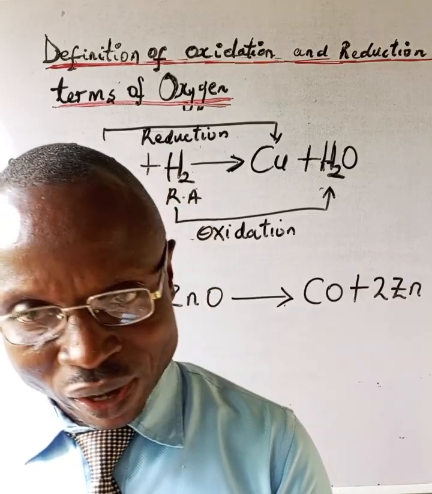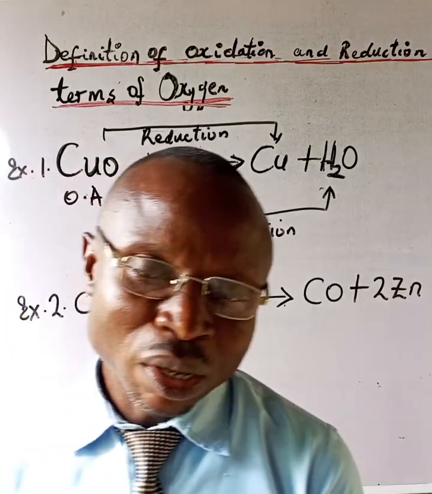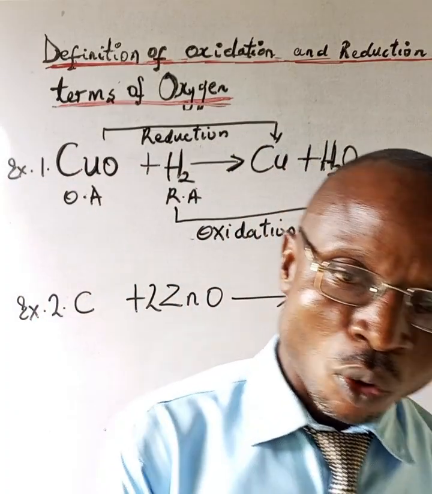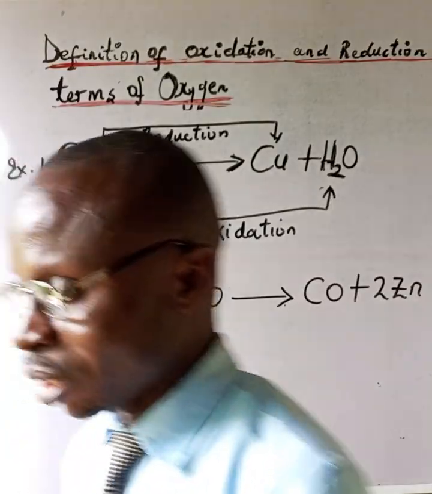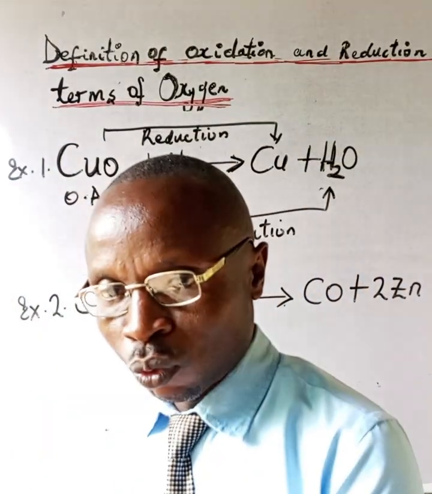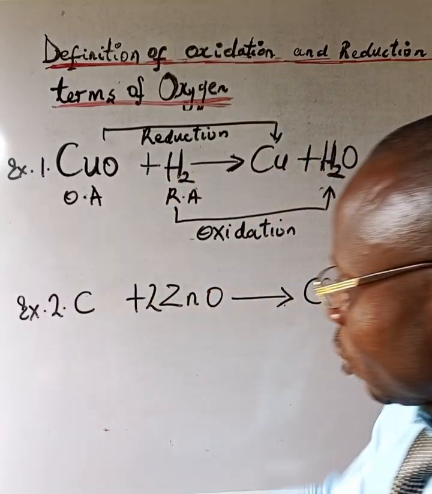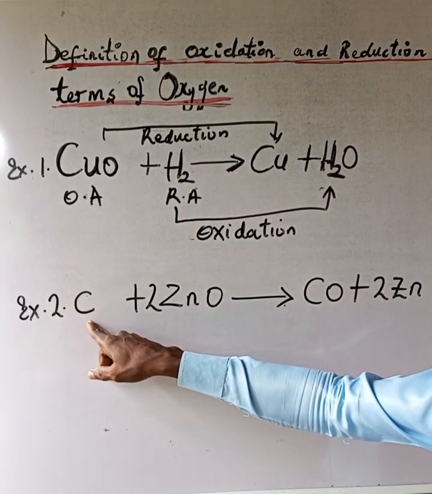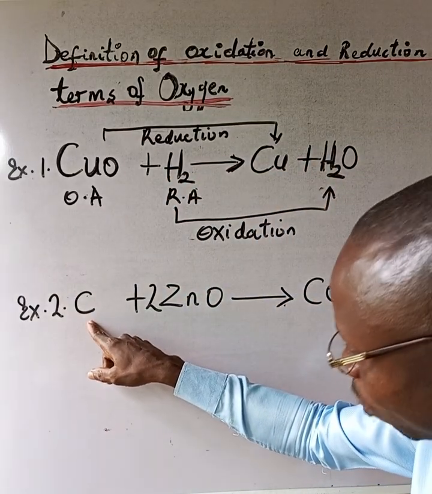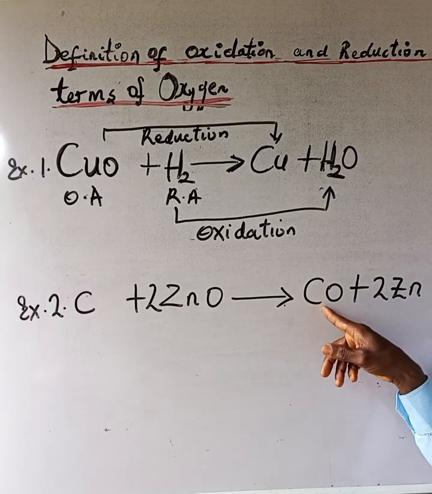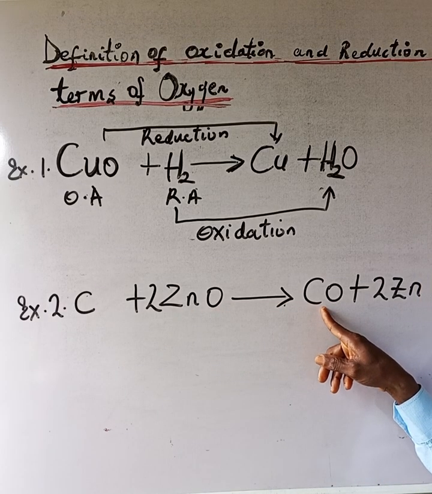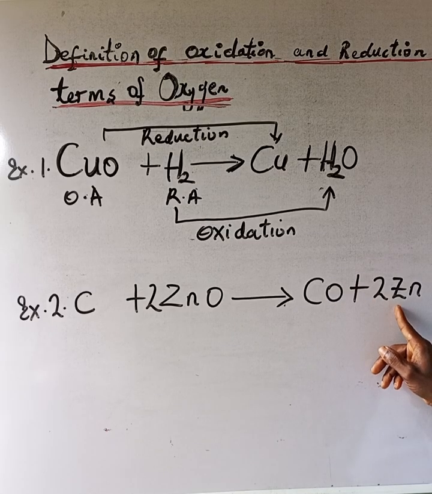As I said, oxidation means addition of oxygen to a substance, while reduction is the removal of oxygen from a substance. Now let's look at the second question on the board here. Look at this equation. We have carbon reacting with zinc 2 oxide to produce carbon 2 oxide and zinc metal.